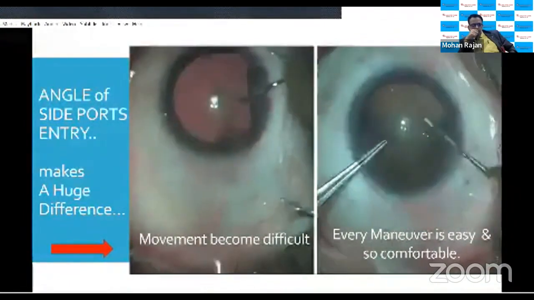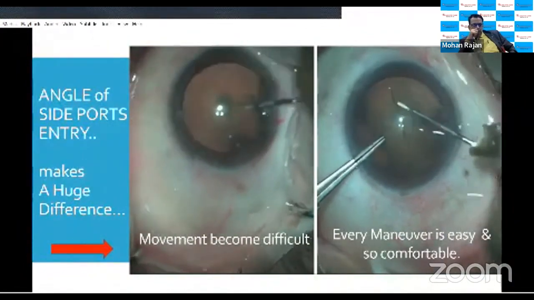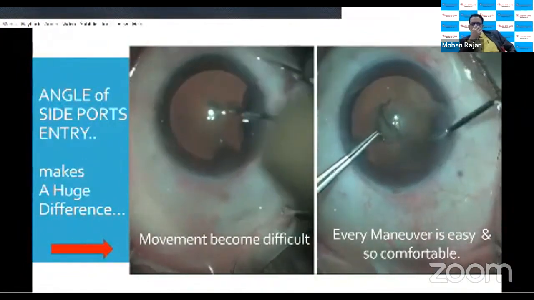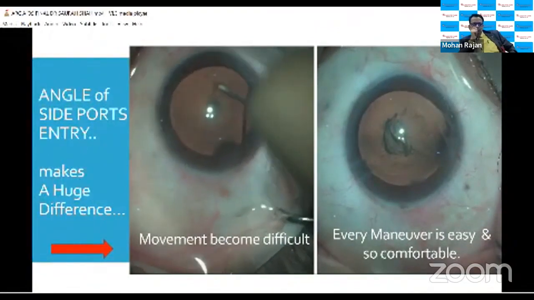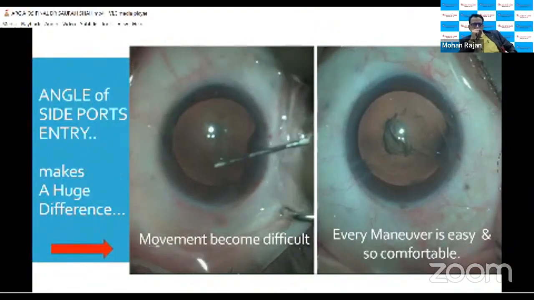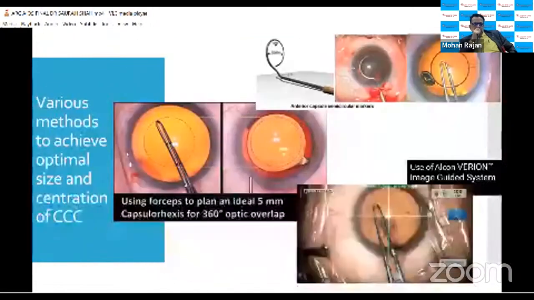The basic idea of changing this angle is that all the instruments that we are using in cataract surgery, like the chopper, IOL dialer or bimanual irrigation aspiration cannula, are all working in the direction towards the center of the cataract. Another important aspect is to create the perfect size of CCC with proper centration.